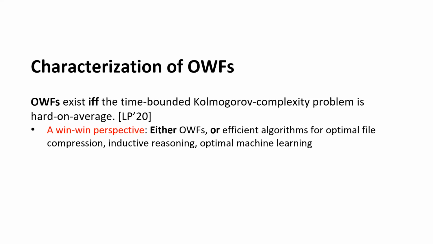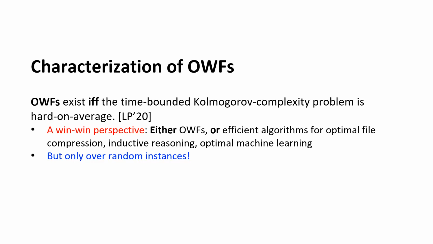There's kind of much more you can do. But there's one caveat: the algorithm we get from LP20 only works over uniform random strings. Okay, you can compress a file in an optimal way. That's very cool. But who cares about compressing uniform random strings, right?